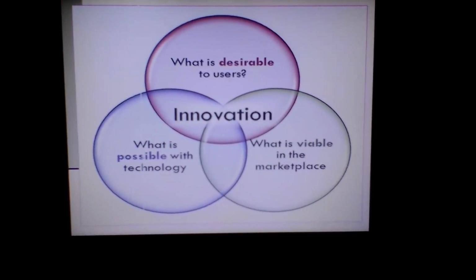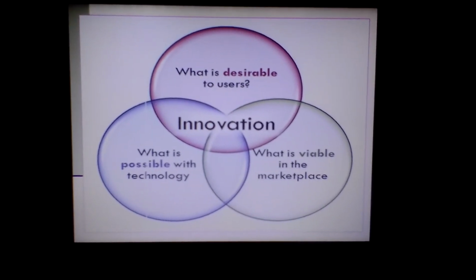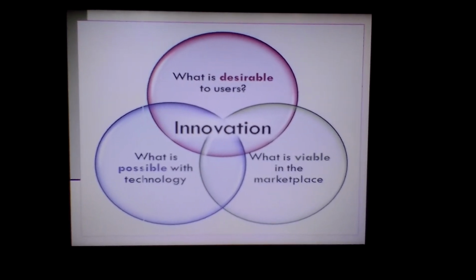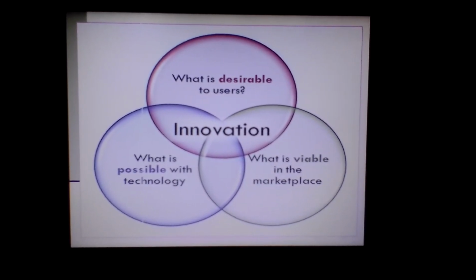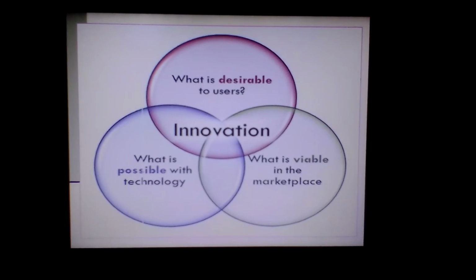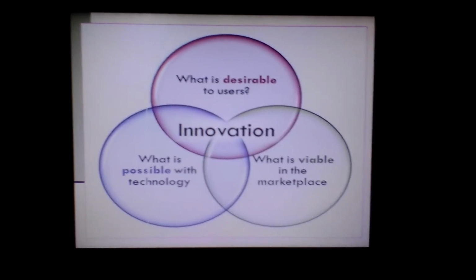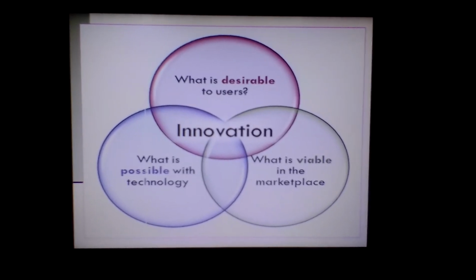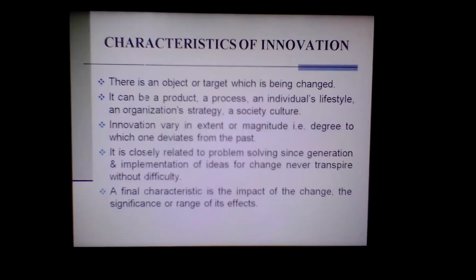Innovation, what is desirable to users? Firstly, we research what the consumer needs, what is desired by the user, what is viable in the marketplace, what should be new in the marketplace, and what will be accepted by the people in the market. What is possible with technology, what we can do with the technology. So basically, innovation is divided into three parts. Now we have three questions about innovations.